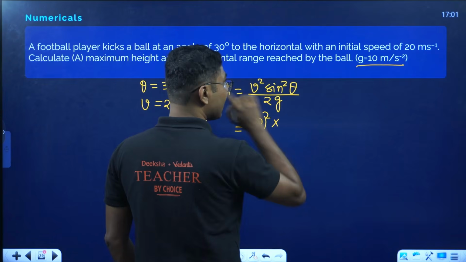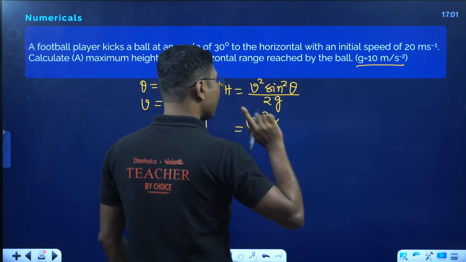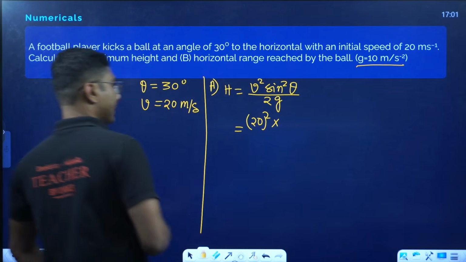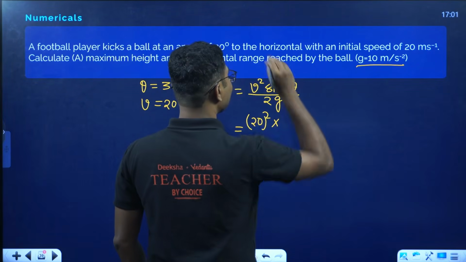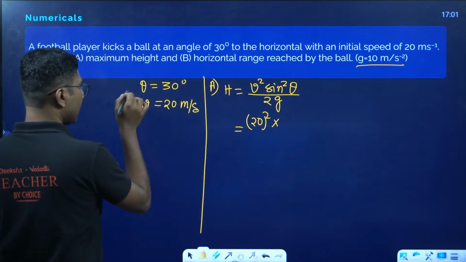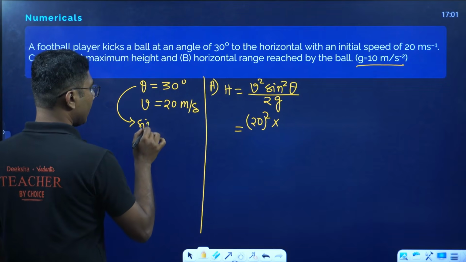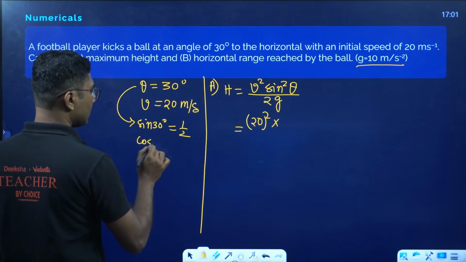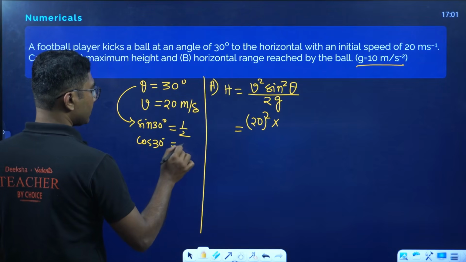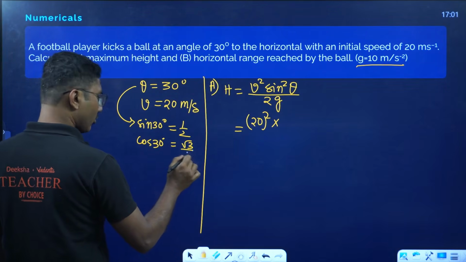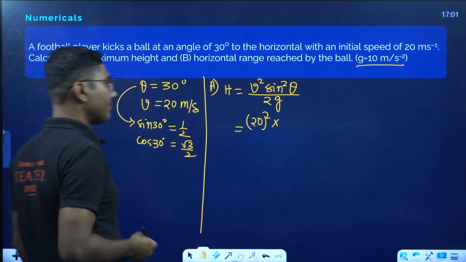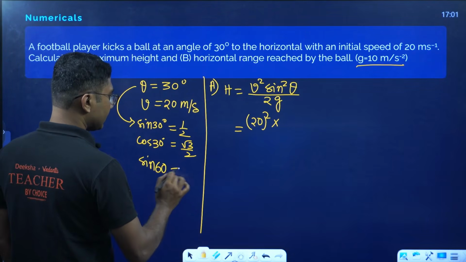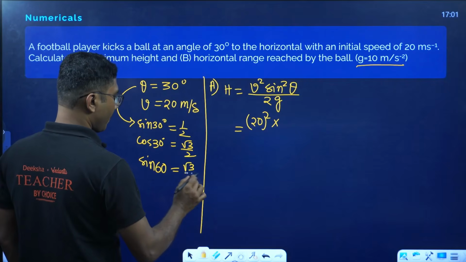into sine square theta. This one I will do the calculation because I want to show you how to solve quickly without a calculator. Sine square theta, sine 30. So theta is 30 degrees. So sine 30 is half and cos 30 is root 3 by 2. Even though cos 30 is not required, I am just writing it for reference. And sine 60 will come in handy. Sine 60 is root 3 by 2.